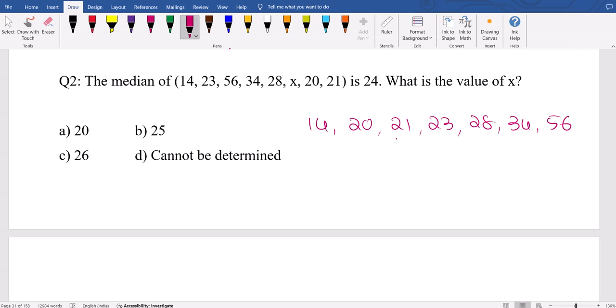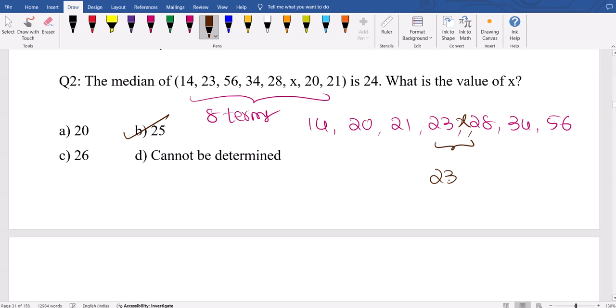It can be before this or after this, but they said median is 24. So there are total 8 terms. When you have an even number of terms, median is nothing but the average of the 2 middle terms. They given 24 here. x will be somewhere here. 23 plus x divided by 2 should be equal to 24. x will be 25.